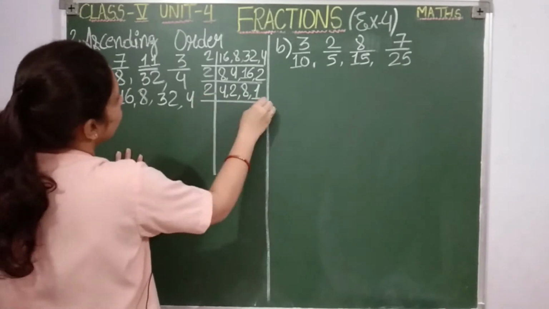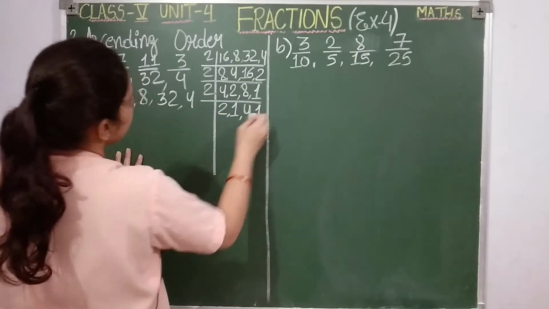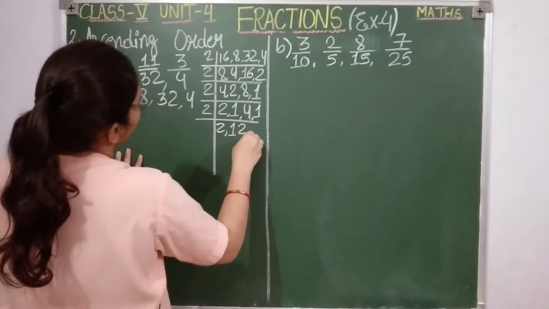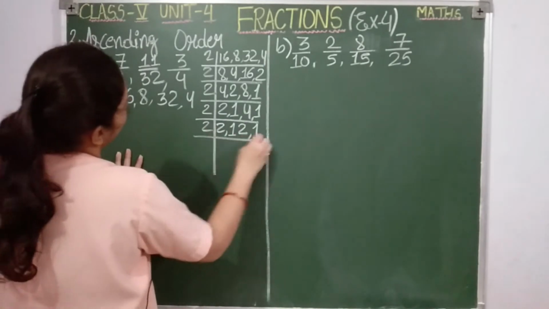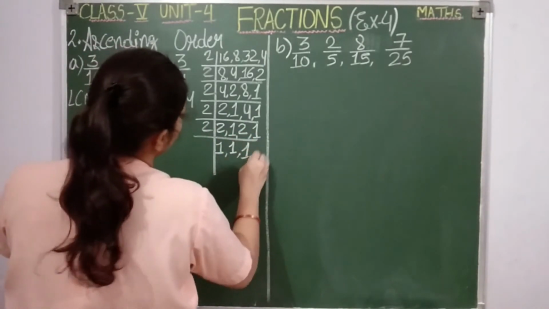Then again 2. 2 2s are 4, 2 1s are 2, 2 4s are 8, 2 1s are 2. Again 2. 2 2s are 4, 1. Again 2. 1 1 1 1.